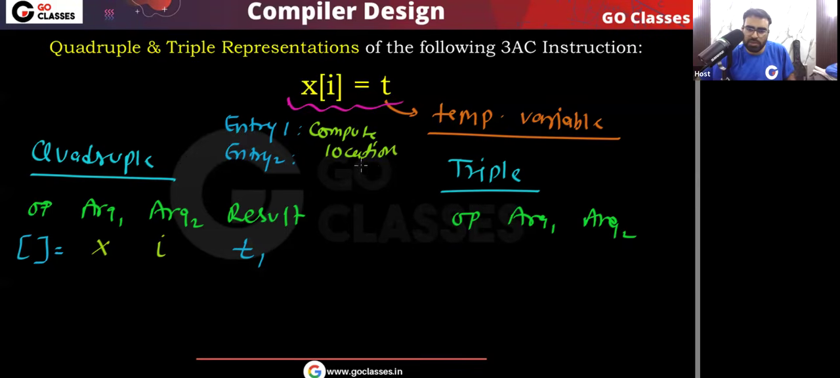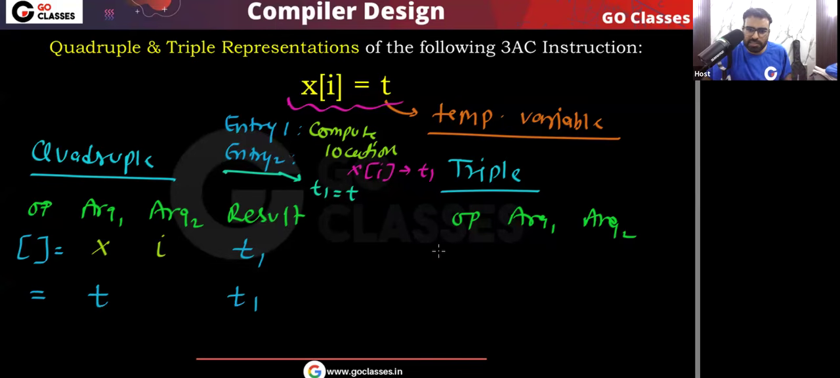When I say compute the location, basically this location you store in some temporary variable t1. And then in entry 2, first you compute the location, you store that in the temporary variable t1, and now this is a very simple assignment operator. The argument 1 is basically t, there is no argument 2, and the result is basically t1. Okay, very simple. Yes or no? So this is the quadruple representation.